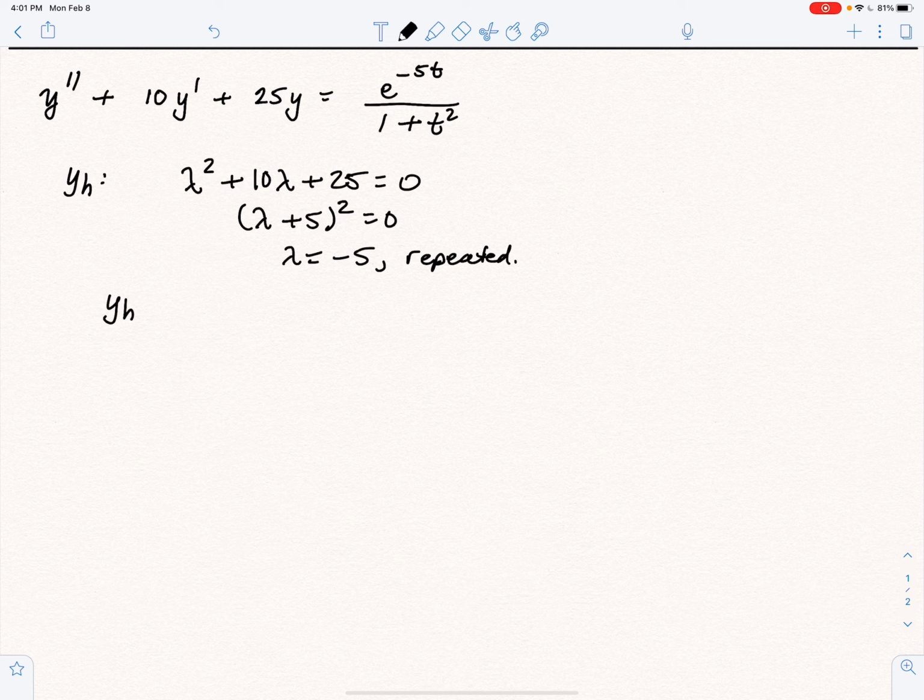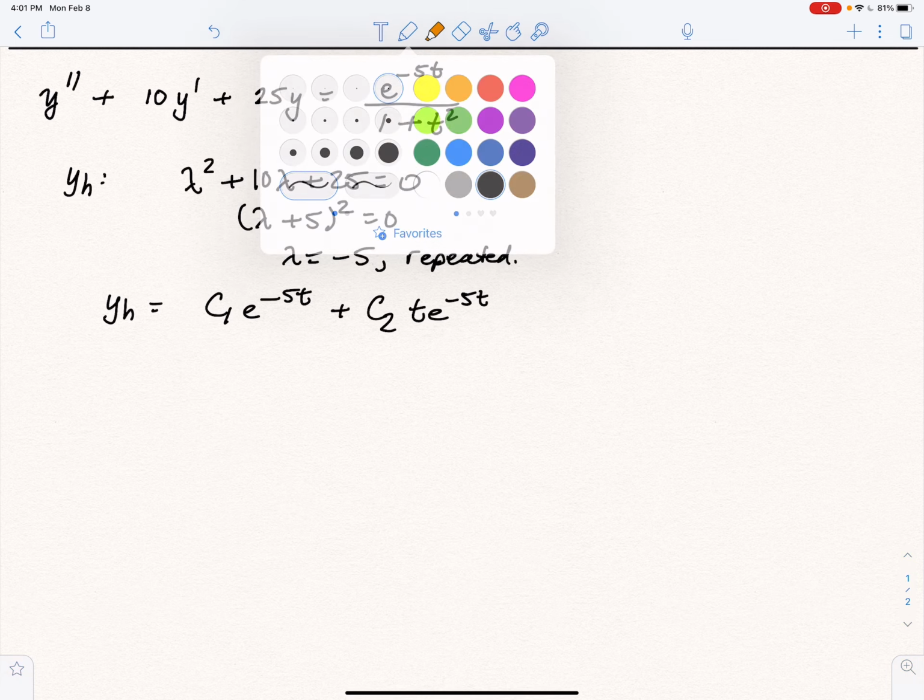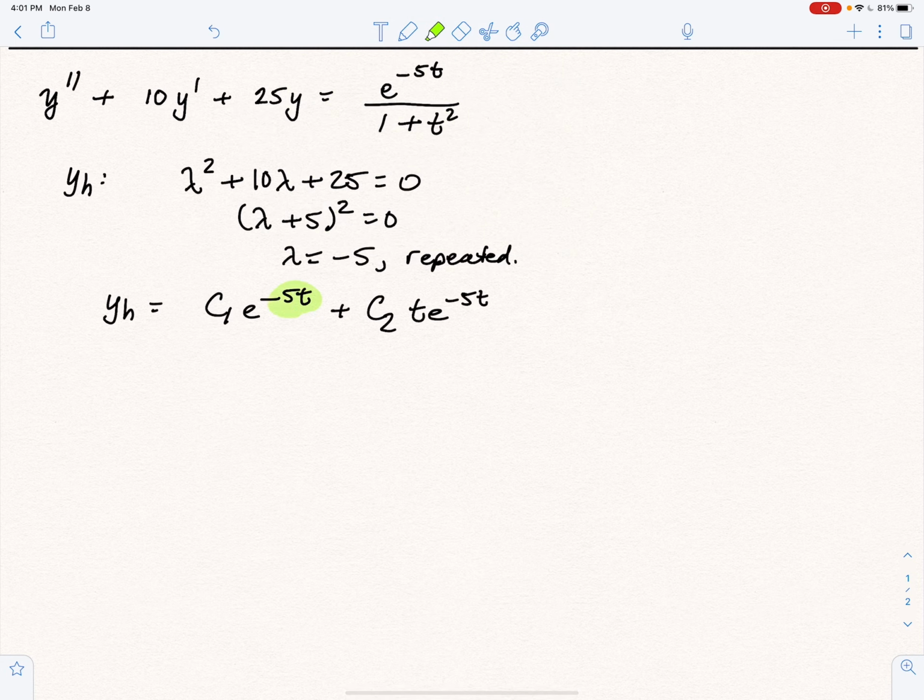which impacts our general solution. We have c1 e to the negative 5t plus c2 t e to the negative 5t. So right there are our y1 and y2. Okay, so now we're going to say yp has the form u1 y1 plus u2 y2. And yes, order does matter. So we have to make sure that we keep everything defined the same way throughout the entire problem, or else we're not going to get the right answer.